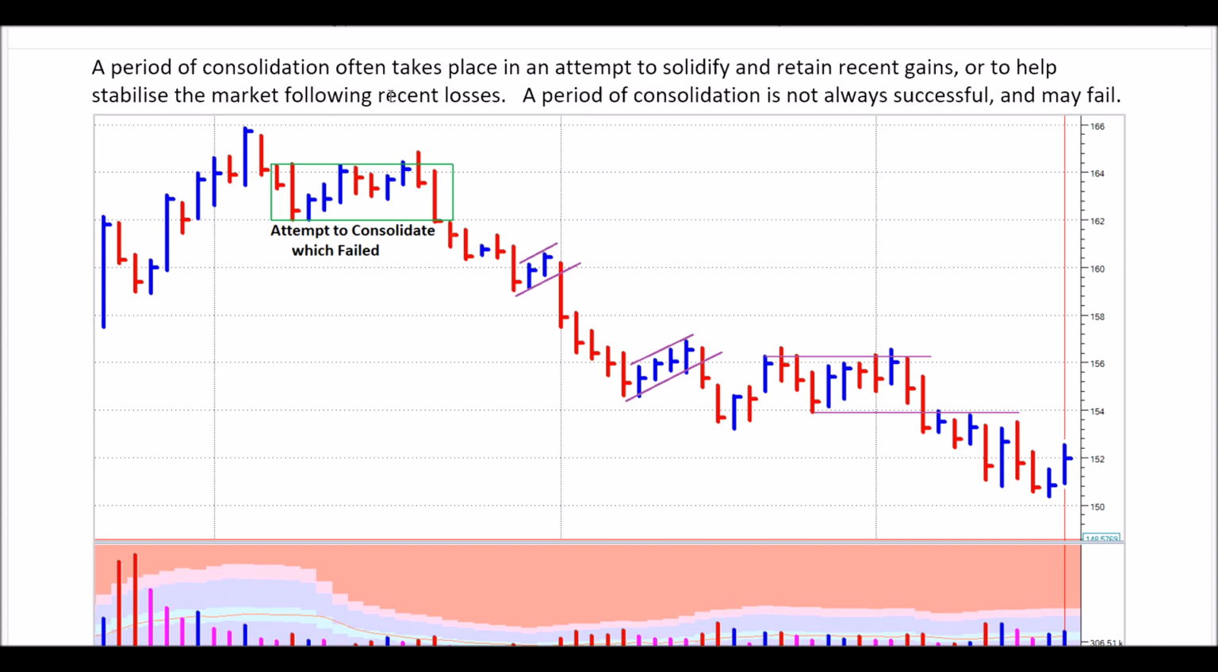A period of consolidation often takes place in an attempt to solidify and retain recent gains, or to help stabilise the market following recent losses. A period of consolidation is not always successful and may fail. And here we see a market which was trending higher. It moved into a period of consolidation, but volumes continued to be drawn out and price broke down.